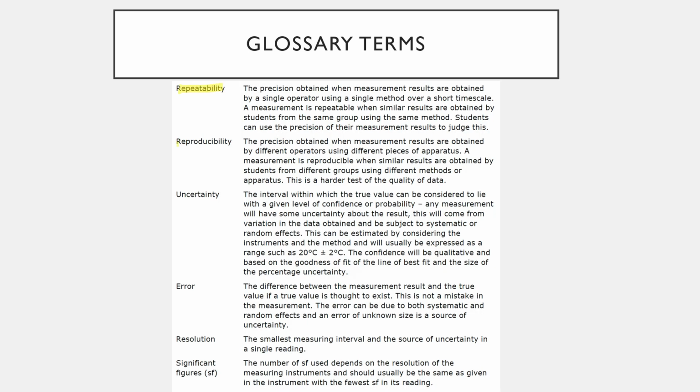Repeatability and reproducibility. These have been asked before. Repeatability is a kind of precision. This is the precision that is gotten by a single operator using a single method over a short timescale. What this means is you repeat your experiment maybe the same day, maybe the next day, and you're getting results that are very close together. Or the other students in your class are repeating the experiment using the same method, and they're getting very similar results.